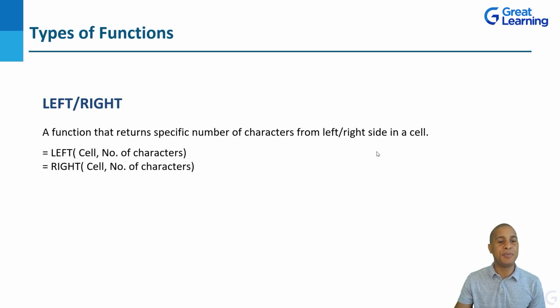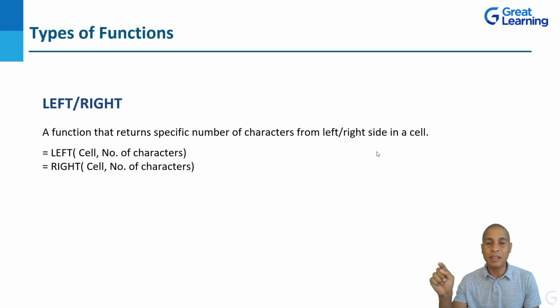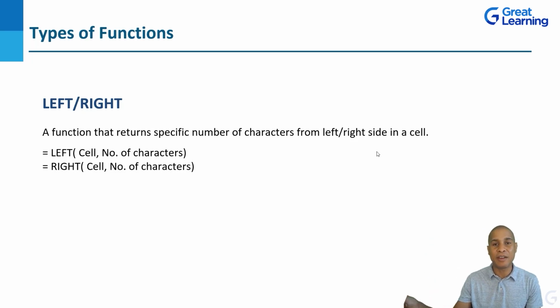In the same way we initiated the left function, we do the same for the right. We are just changing that keyword. So the keyword is right. We specify the cell. We evaluate the characters within the cell, and we tell it where to start. So we're starting from the right side and how many characters to move within that cell.